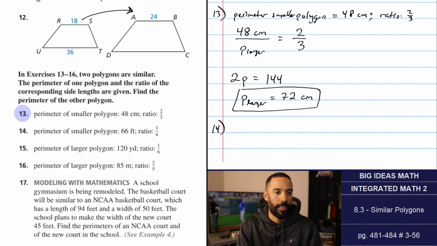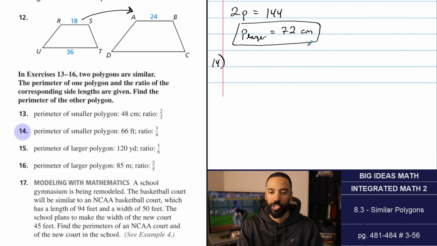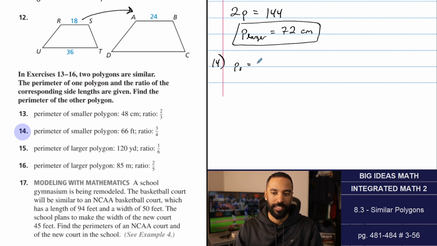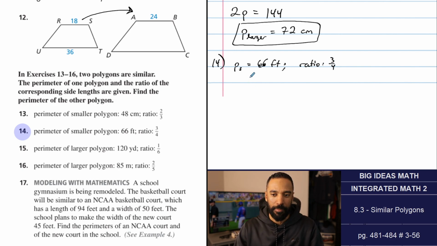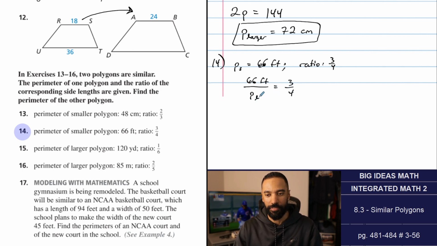Number 14. The perimeter of the smaller one is 66 feet, and the ratio is 3 to 4. So P sub S is 66 feet. Ratio is 3 to 4. So once again, same kind of setup. 66 feet is to the perimeter of the larger one as 3 is to 4. That is a cursive L, apologies on that. Cross multiply.